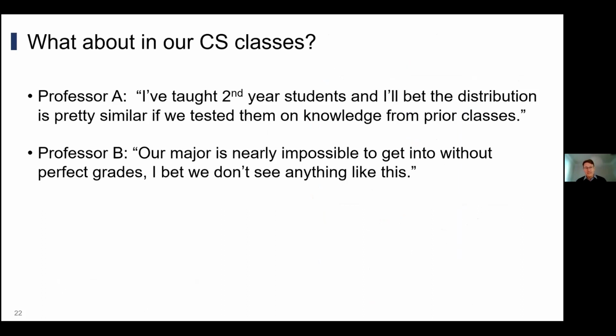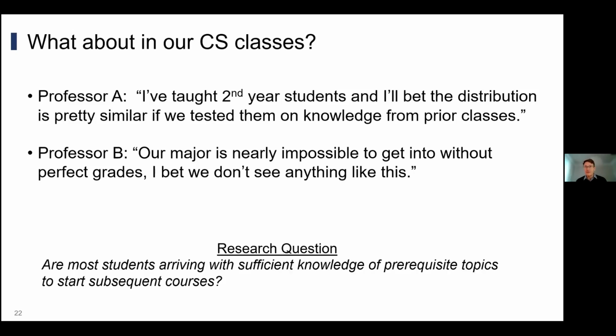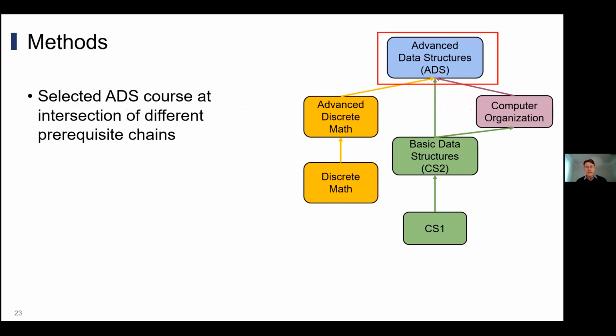Professor B says, no way. Our major is nearly impossible to get into, which was true at the time. Students needed almost essentially perfect grades in the first 4 classes to be able to even major in our department. And so I bet we don't see anything like this. So who's right? Well, that's a research question. Are students arriving in our classes with sufficient knowledge of prerequisite topics to start the subsequent courses? And so here we studied that advanced data structure class that I mentioned earlier.